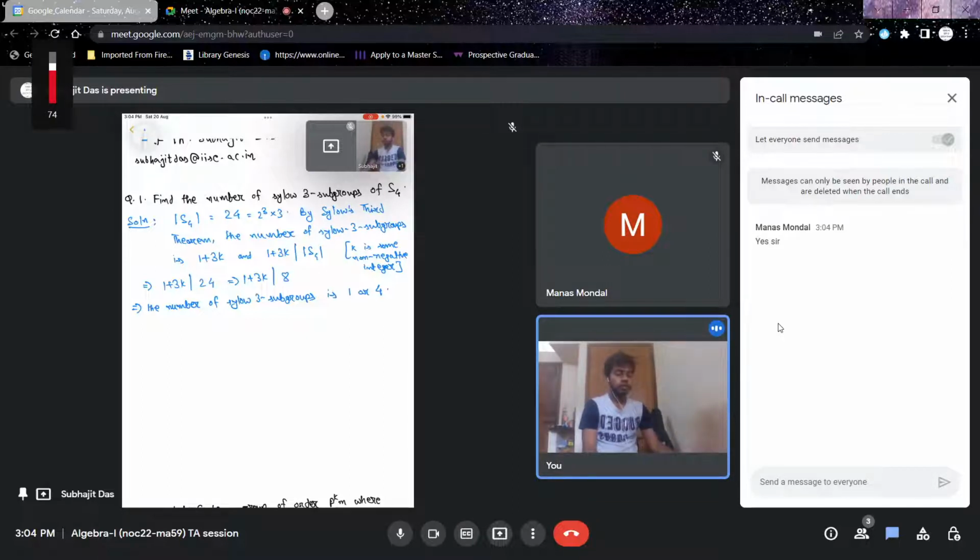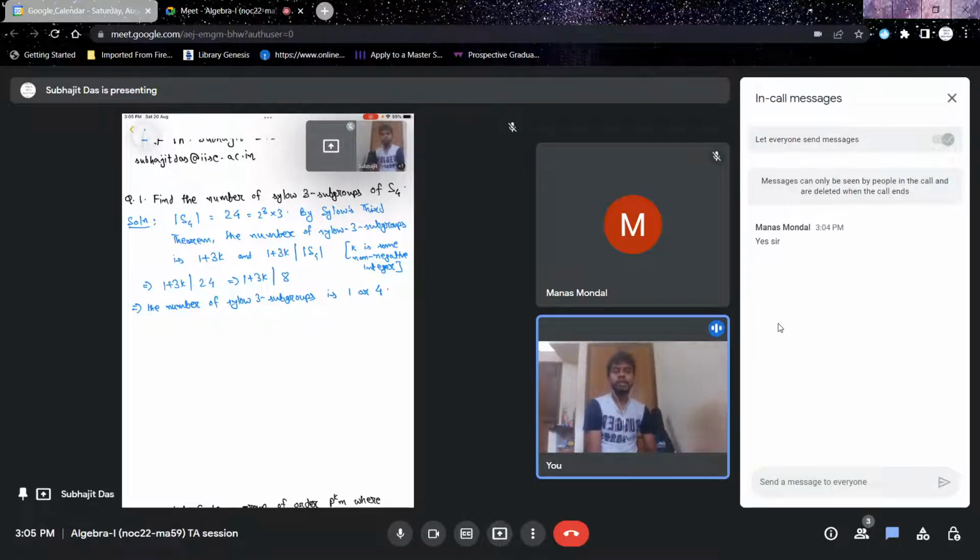Okay, so let me ask you this question. We have arrived at this computation that the number of Sylow 3 subgroups of S4 is either 1 or 4. My question is, can it be 1? Just keep in mind that S4 is the group of all permutations of 4 letters. So can it have exactly one Sylow 3 subgroup?